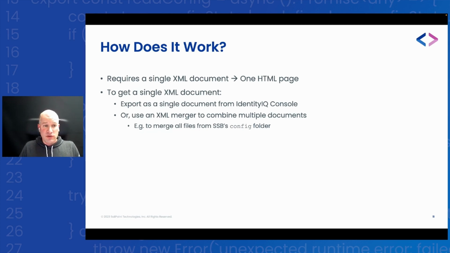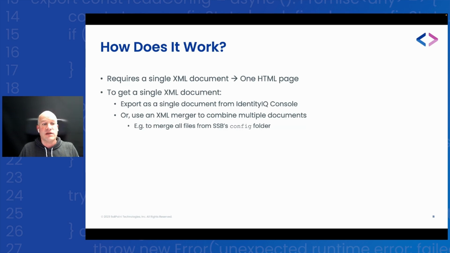The input for this tool is a single XML document that we have to extract as a whole using, for example, the IdentityIQ console. And it would generate a single HTML page. But it's scrollable, and we have several divs in which we put the different pieces of content. So to get the information as a single document, we can go to the IdentityIQ console and use the export command, specify the object types that we want to export, and specify the file name, and then we get our document.